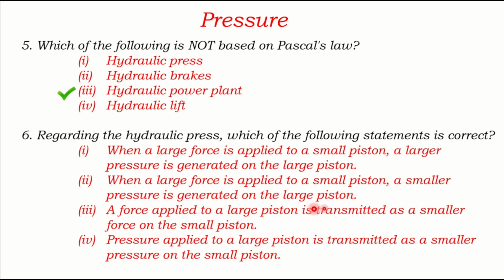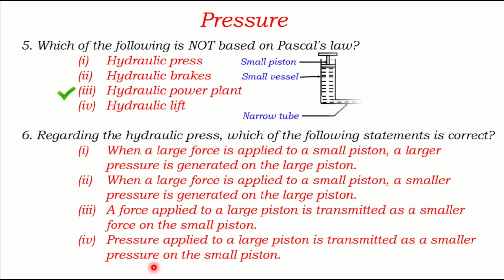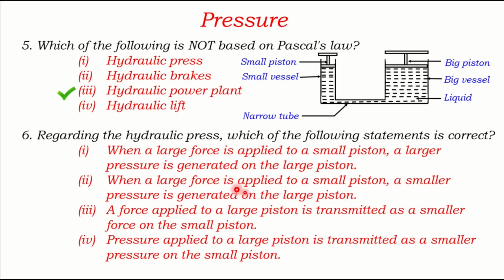When a large force is applied to the small piston, a smaller pressure is generated on the large piston. A force applied to a large piston is transmitted as a small force. Here we have large piston, small piston. That's why it will be better to have the hydraulic press, which is like this. Okay, now we are clear about this.